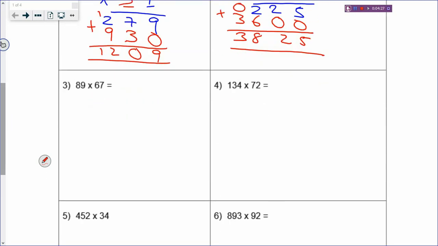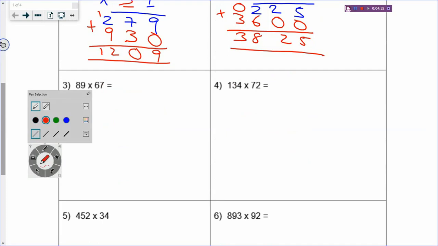Let's do a little bit faster now since we know how to multiply already. So you have 89 times 67. Let's write down 89 and you multiply by 67.